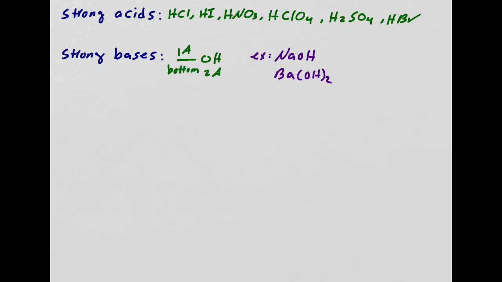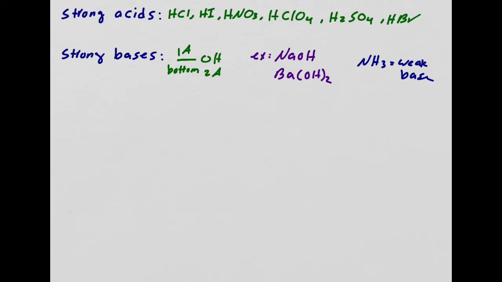Now, one weak base that I want to mention because it's so common is ammonia. Don't forget that ammonia, NH3, that's a weak base. Such a common weak base that I want to mention it. All right, so strong bases, again, when you have a metal from 1A group or bottom of 2A group with an OH, you have a strong base. Otherwise, you are going to have a weak base.